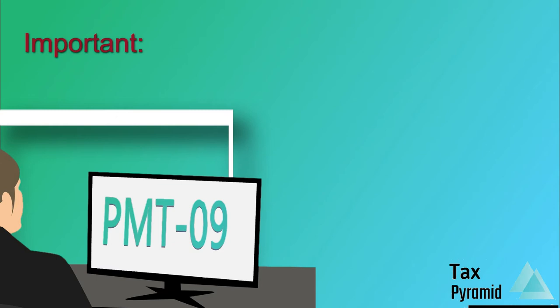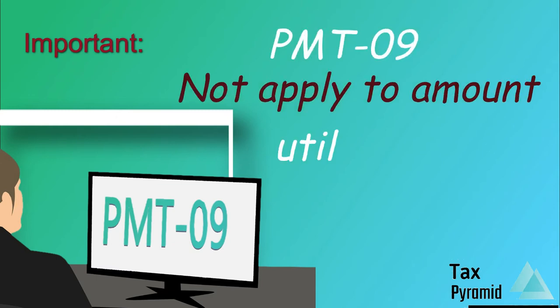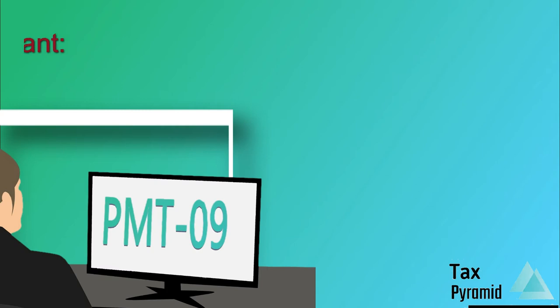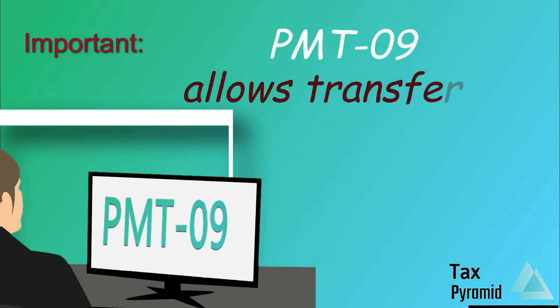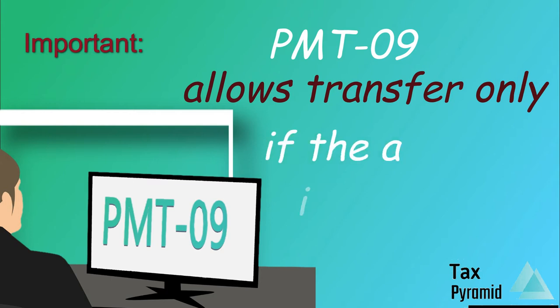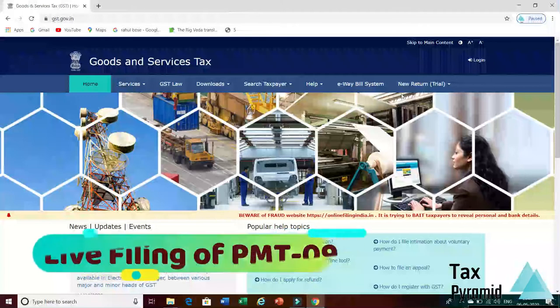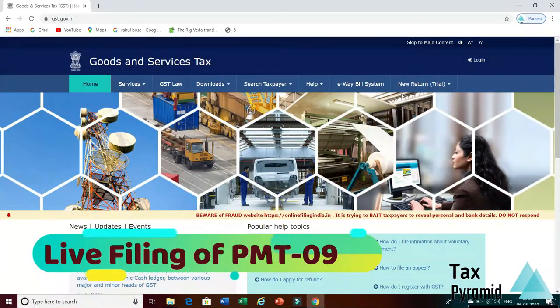It is to be noted here that PMT09 does not apply to an amount utilized in GSTR 3B, because if the amount is used in GSTR 3B, that means the amount is now not available in the electronic cash ledger. PMT09 allows transfer from one head to another only if the amount is lying in the electronic cash ledger. So friends, let's see the live filing of this form.